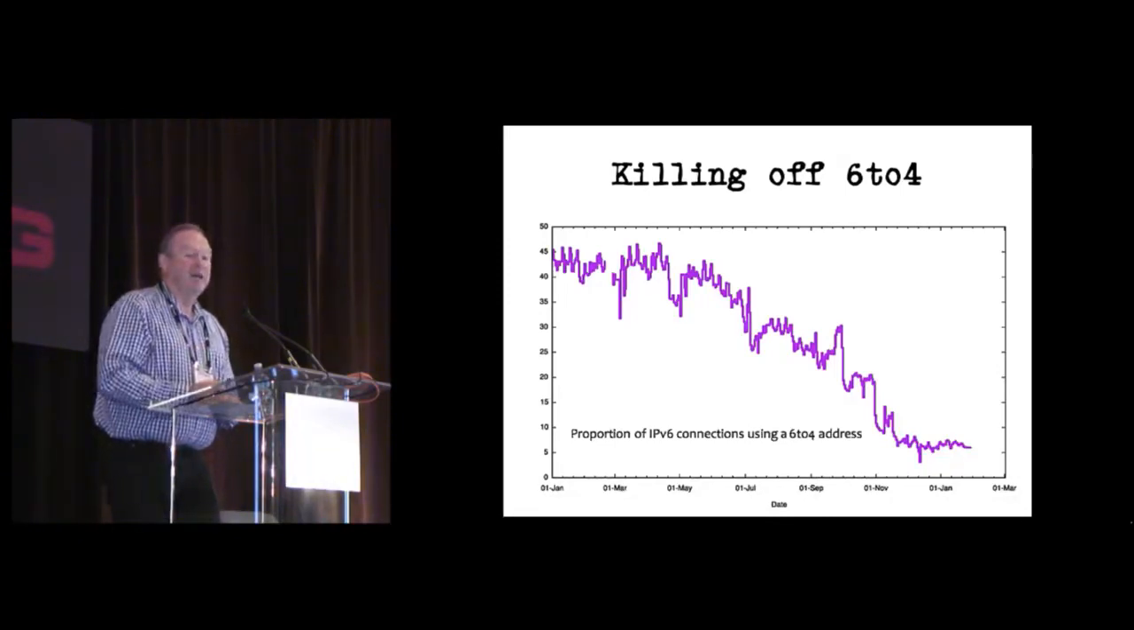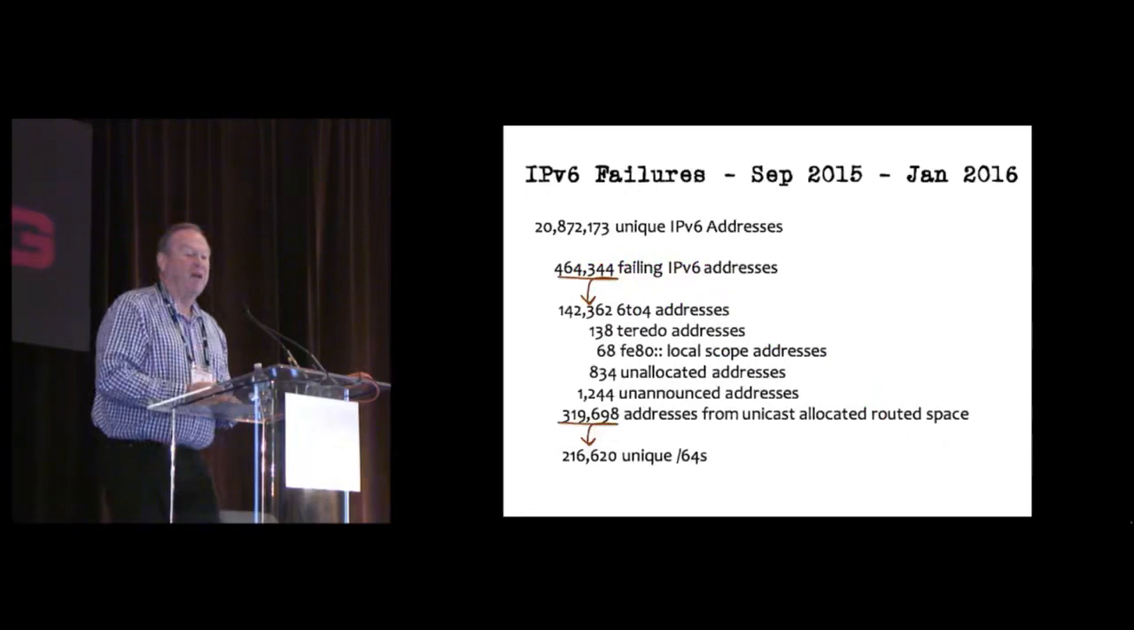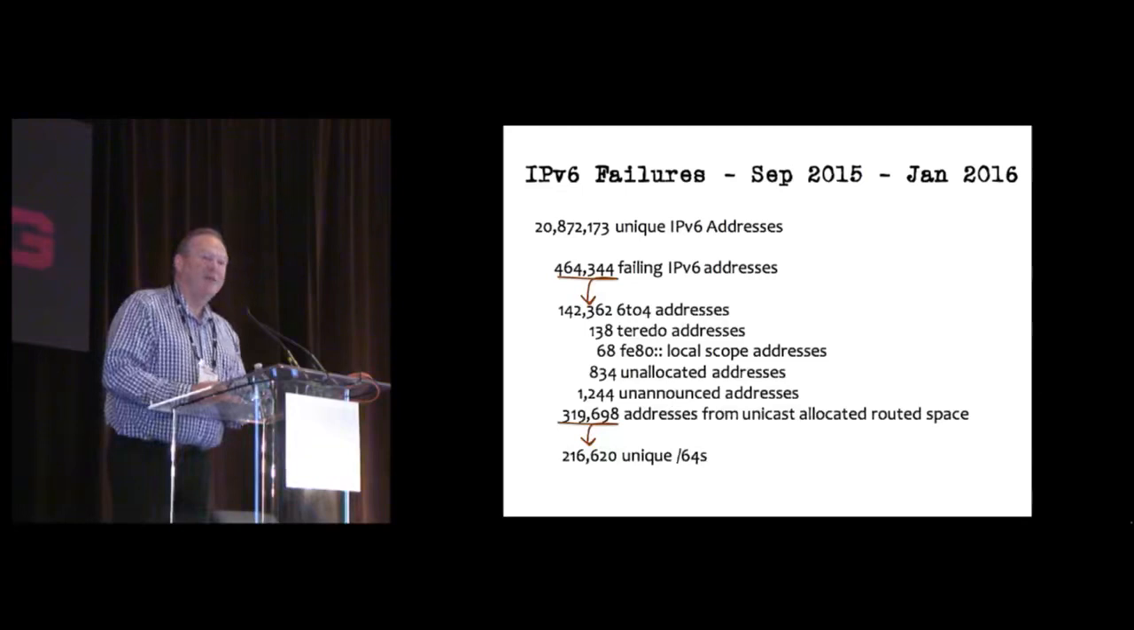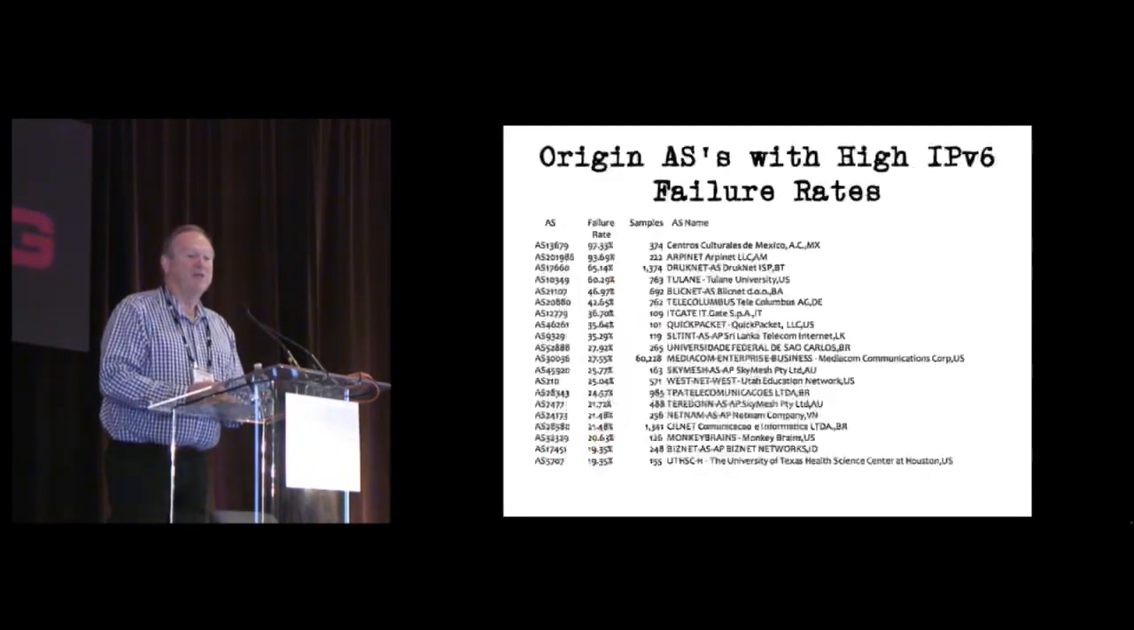Whatever, kill it. Of the rest of the failures, what we see is 138 folks still use Teredo. Congratulations. Bad ideas never die, do they? They just never, ever die. There's still some stalwarts thinking that link-local means global. Good on you. 834 folk aren't routing the address they think they have. Well, that's never going to work, is it? And 1,244 aren't being announced in the routing system. If you want to see packets, you've got to announce them in routing. And of the rest, around 216,000 /64s comprise these failures.